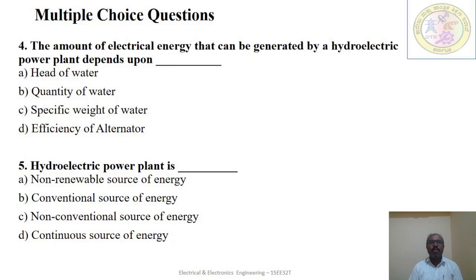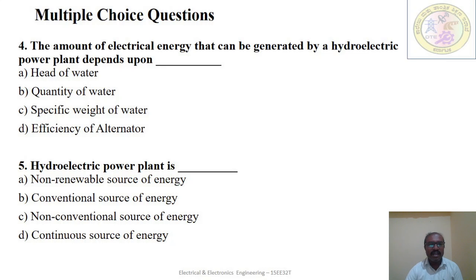Next question. The amount of electrical energy that can be generated by a hydroelectric power plant depends on dash. Options are head of water, quantity of water, specific height of water, efficiency of alternator. Answer is quantity of water, because the potential energy of a large quantity of stored water is used in hydro plants to generate electrical energy. Head of the water is important to get kinetic energy from the potential energy. And the efficiency of the alternator represents what percentage of input mechanical power it can convert to electrical power. So the quantity of water is the answer.